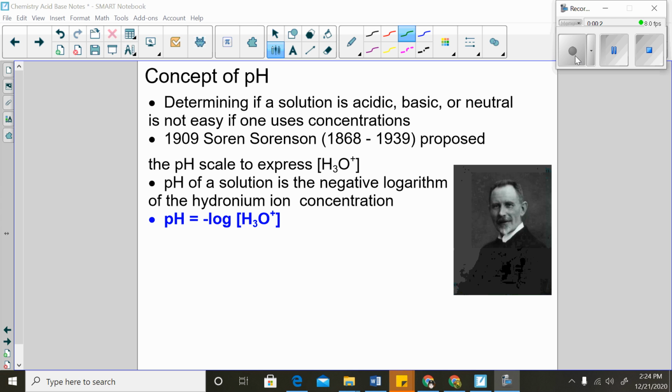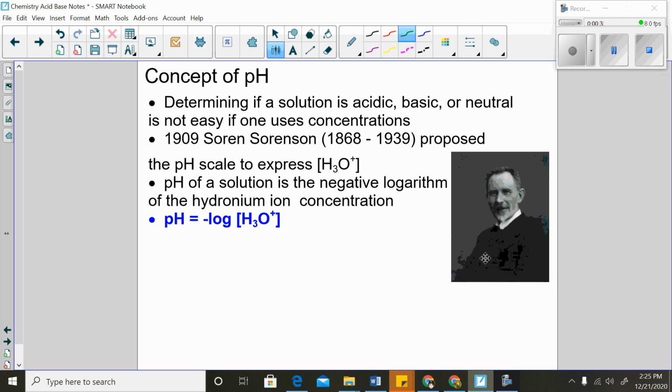In 1909, Soren Sorensen, who's in this image right here, proposed the pH scale to express H3O+. I believe he was actually working for a beverage company, like quality control, and he came up with this system to make it a little bit easier for himself when determining the quality of the beverage, because you don't want it too acidic or too basic, right? You're going to be digesting it, so he came up with this concept, which is awesome.